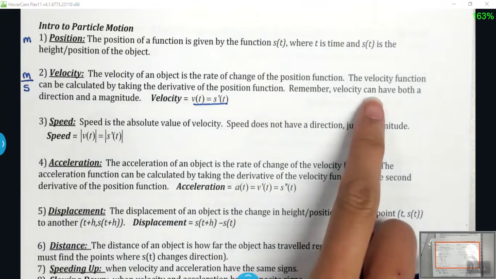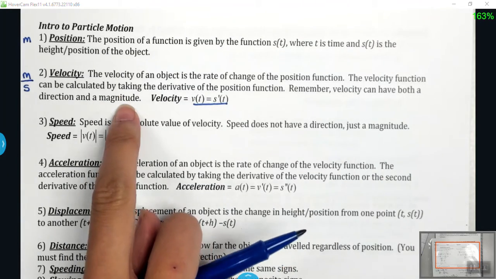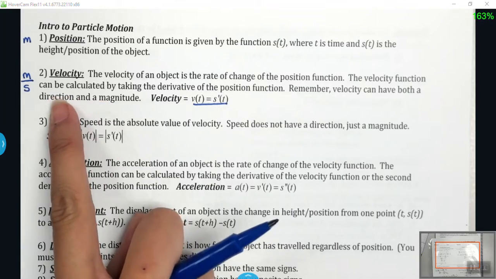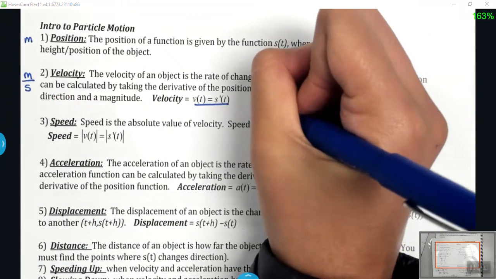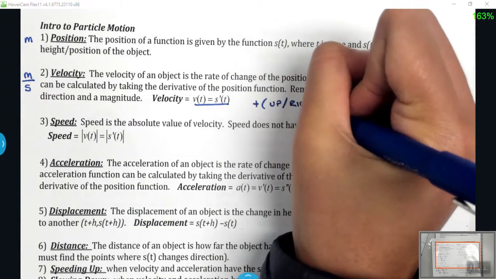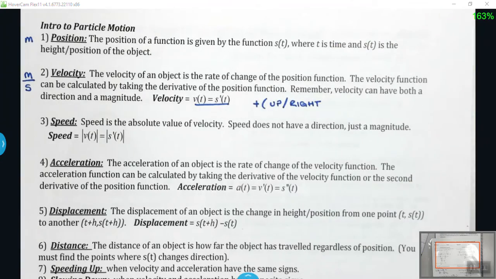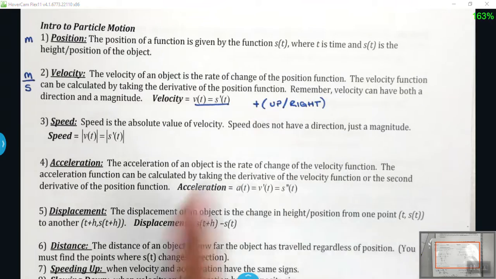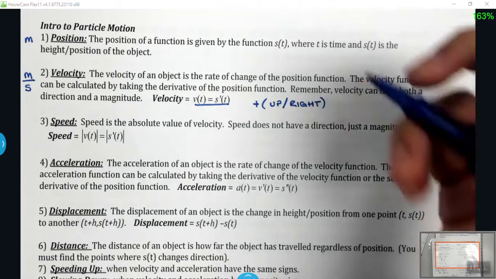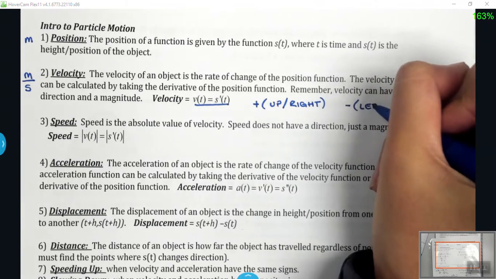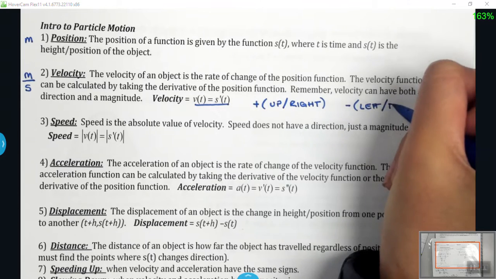Okay, velocity includes direction and magnitude. For those of you that are in physics, you should know that, right? So direction, if it's positive, then it's moving up or right. And we're talking about one directional movement right now, not two directional movement. So we're either just going to be moving up or down or just going to be moving left or right. The negative means left or down.